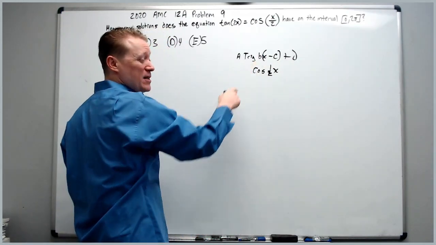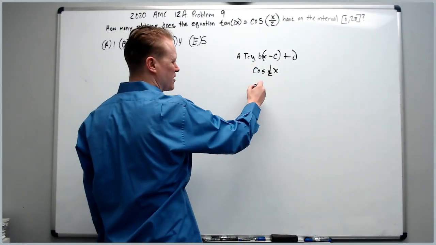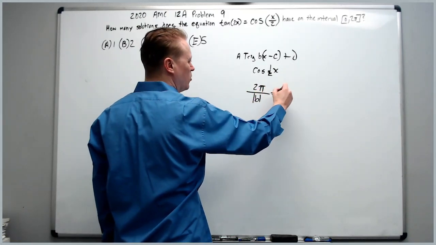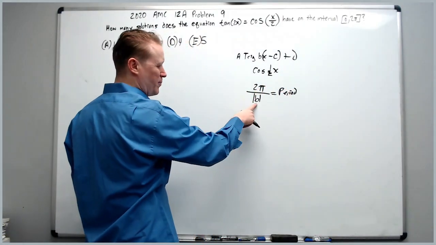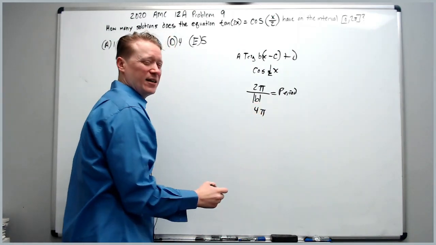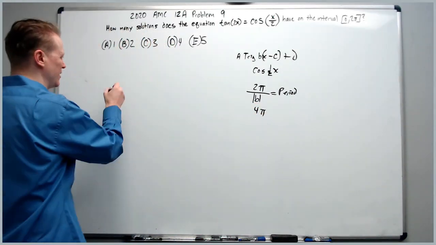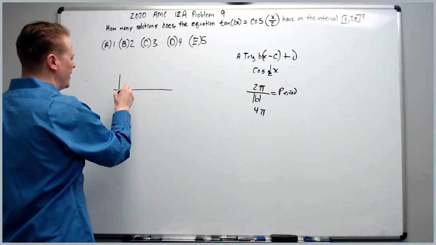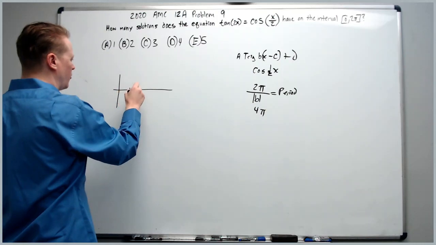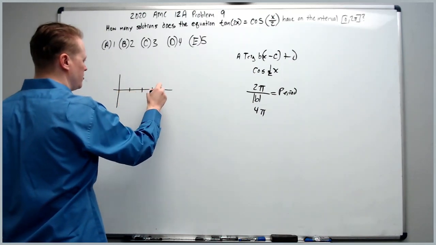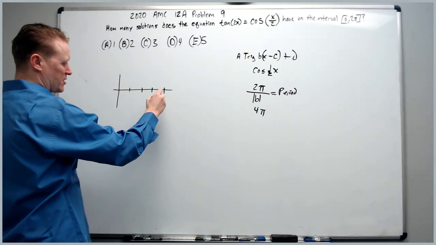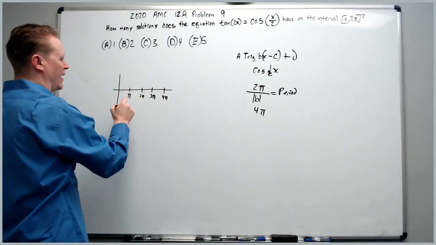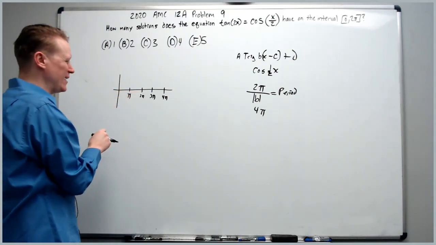Now the half is the B value, and the standard period for cosine is 2 pi, and 2 pi over B is equal to the period. If I put a half here, I'm going to get a period of 4 pi. Let's graph that and see how it looks. So we really only care about from 0 to 2 pi. So we are going to go 4 equally spaced marks, 1, 2, 3, 4. And since this is 4 pi, this will be 4 pi, 2 pi, 3 pi, and pi. But we only want this part right here.